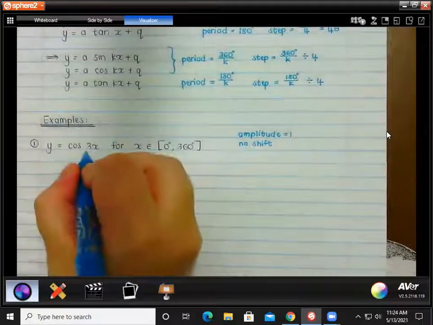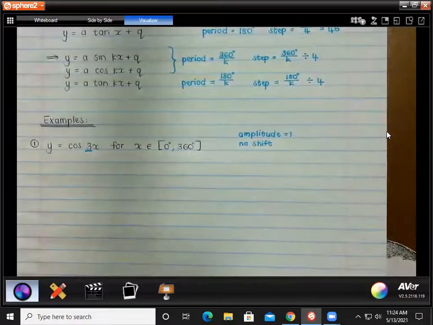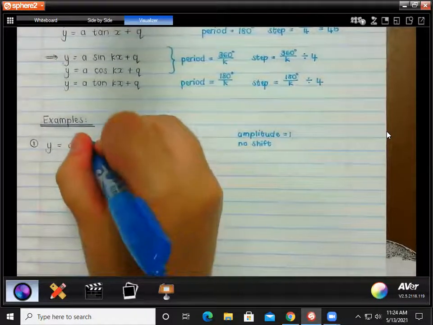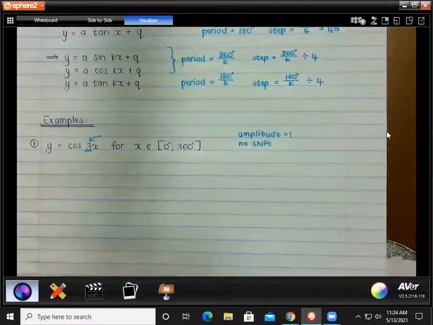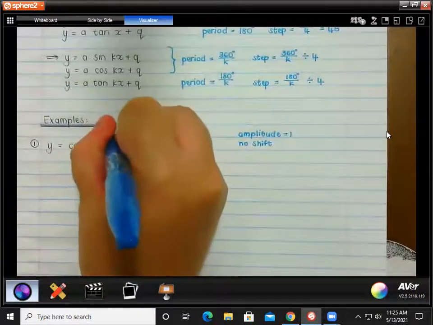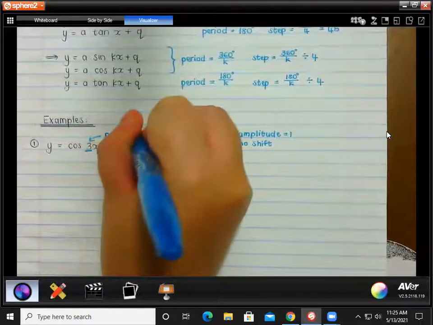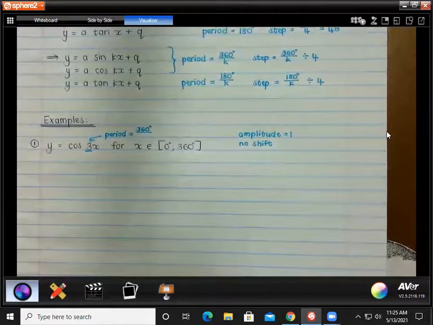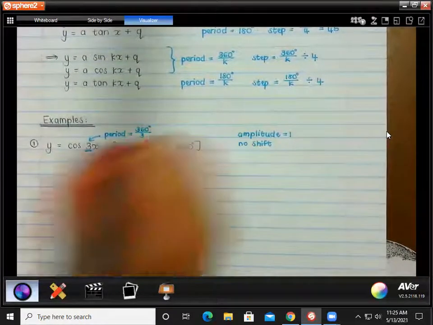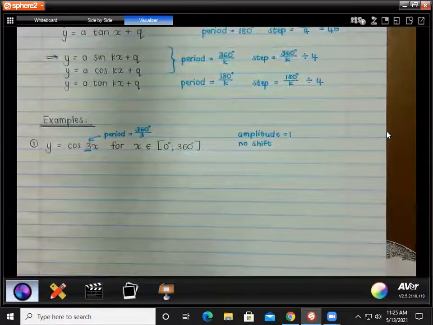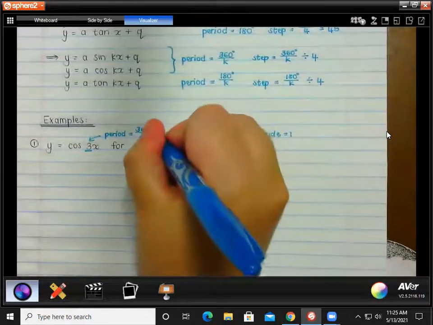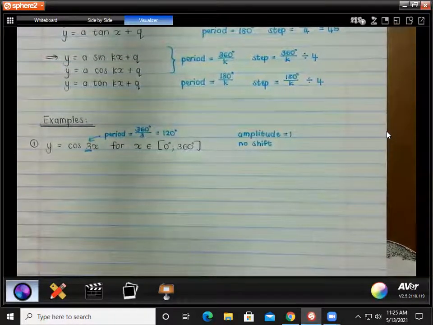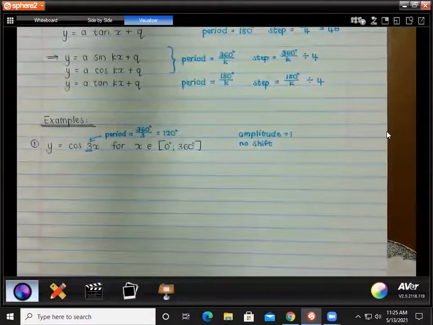But we do have a K value here. That is something other than 1. It's not just y equals cos x, it's cos 3x. So our K value is 3. So that means that our period is going to be our normal period, the period of a basic cos graph, which is 360 degrees, divided by 3. And what is that? 120. So guys, it's actually only going to take 120 degrees for a full cos curve.